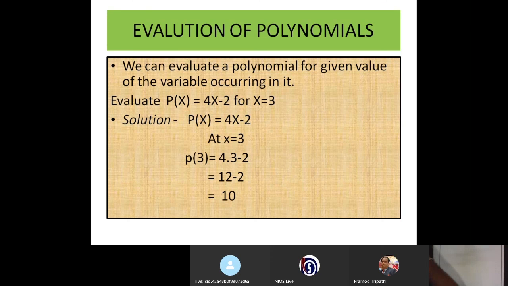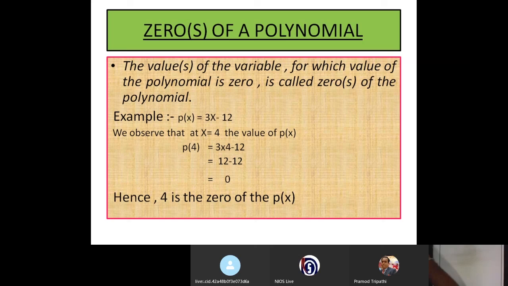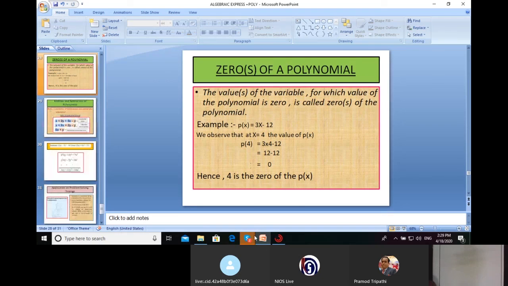Now we come to the zero of a polynomial. The values of the variable for which the value of the polynomial is 0 are called the zeros of the polynomial. Now you see here.